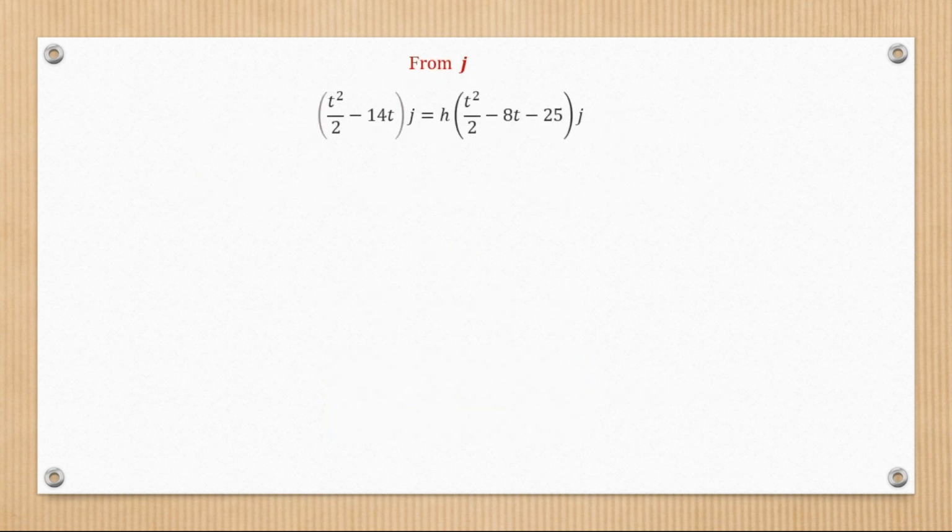Then from j I'll have t squared over 2 minus 14t j equals h into t squared over 2 minus 8t minus 25 j. And then the j's cancel and I'll have t squared over 2 minus 14t being equal to h into bracket t squared over 2 minus 8t minus 25, and that shall be equation 2.